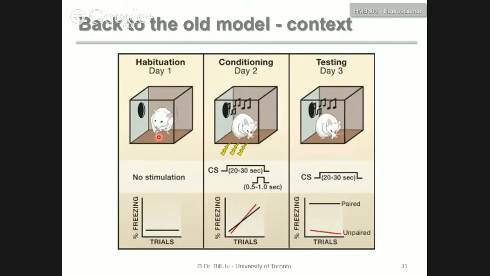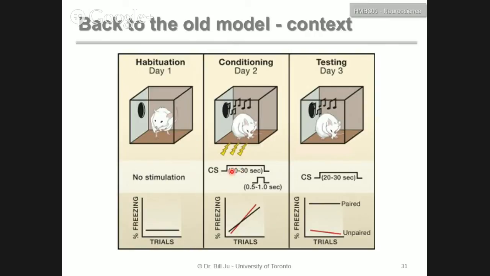You've all habituated to being in this classroom. It's fairly non-threatening for you. You've never written a midterm here. Unlike EX, you probably find EX really threatening, and you probably never want to go over there. So habituation is just getting acclimatized to the box, and you see that the animal doesn't freeze at all, no matter the length of time. It just freely goes around and checks out what's going on there. In day 2, you can do some conditioning.